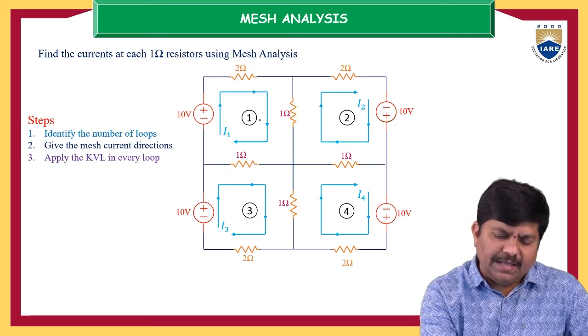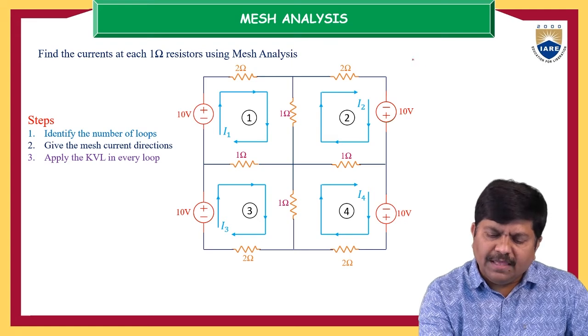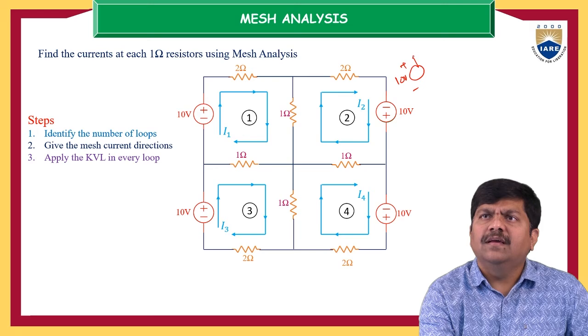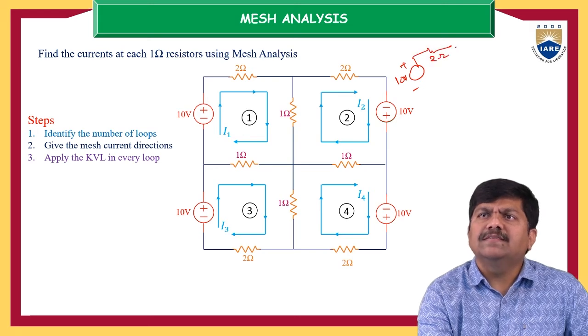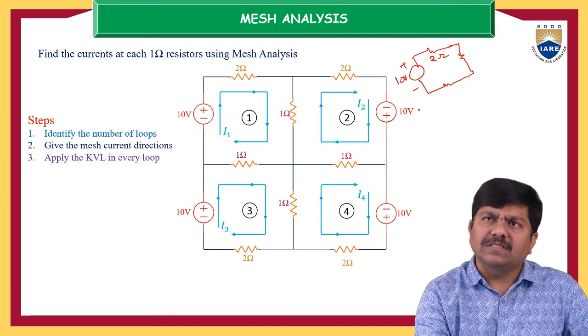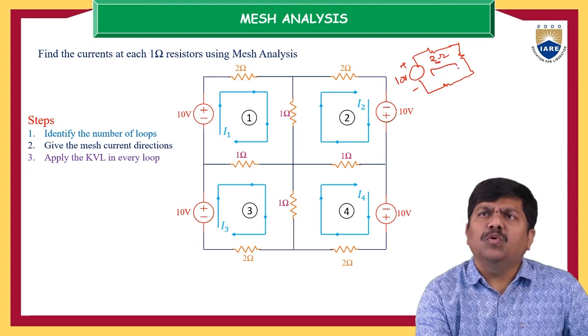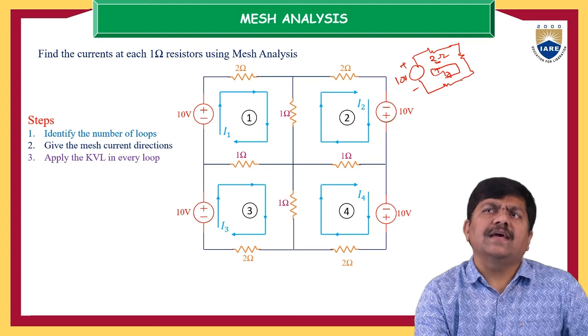Suppose you are taking this first loop, what happens? There is a 10 volts electrical source, this is plus and minus, and this is a 2 ohm resistance, and this is a 1 ohm resistance, and here this is also a 1 ohm resistance. The simple thing you have to remember is that the current flowing through this 2 ohm resistor is only the current in mesh 1, that is the I1 current.